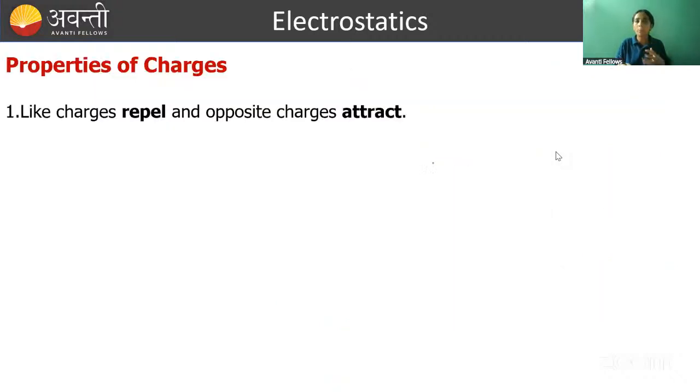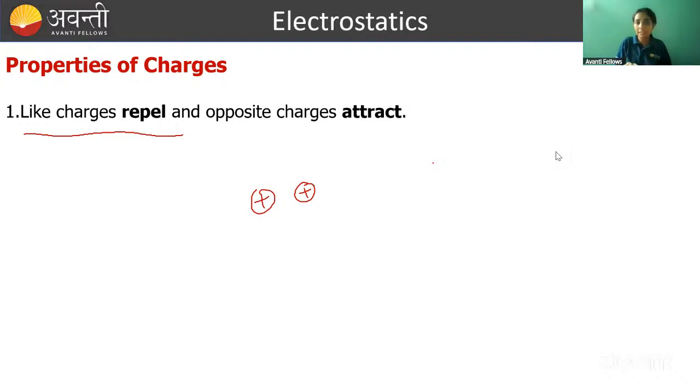Now, what are the properties of charges? This we are going to explore. कुछ properties you all must be aware of. You all must be knowing it already. So the first thing is that like charges repel. ठीक है? So if there are two positive charges, when they are in their surroundings, what will happen? They will repel each other.